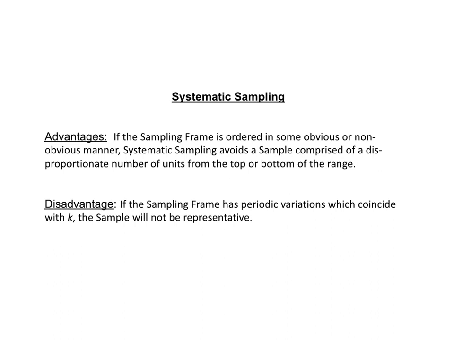The advantage of systematic sampling is that if the sampling frame is ordered in some obvious or non-obvious manner, systematic sampling avoids a sample comprised of a disproportionate number of units from the top or the bottom of the range. Its disadvantage is if the sampling frame has periodic variations which coincide with k, the sample will not be representative.